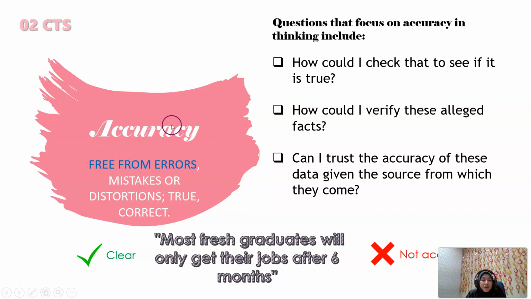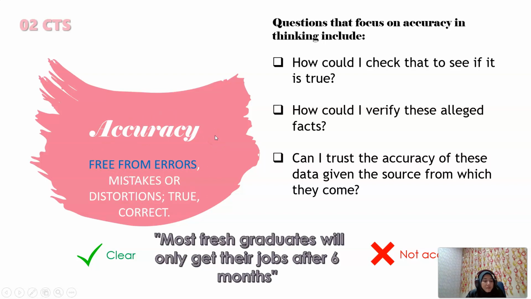So accuracy is related to accurate, which means perfect, free from errors, mistakes, or distortion. True, correct. So this is all the characteristics of accuracy.